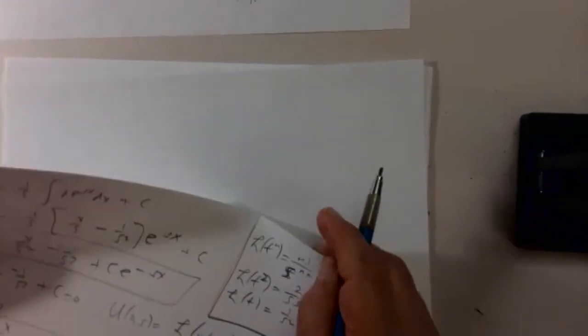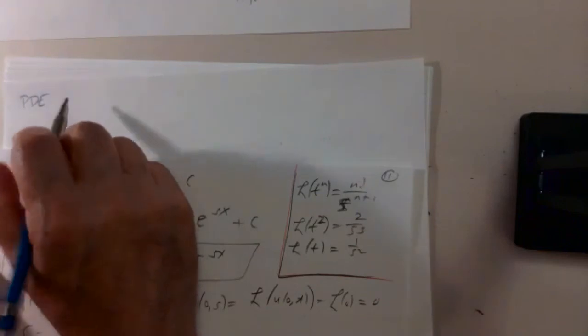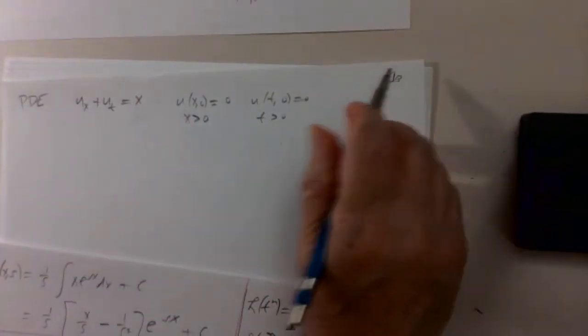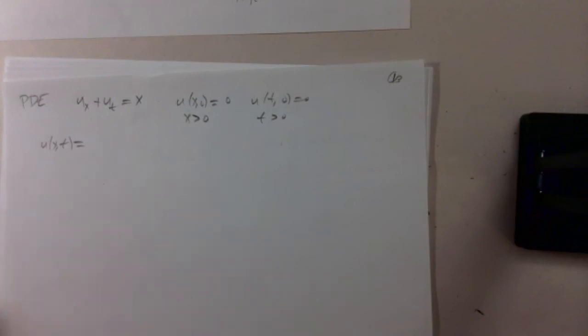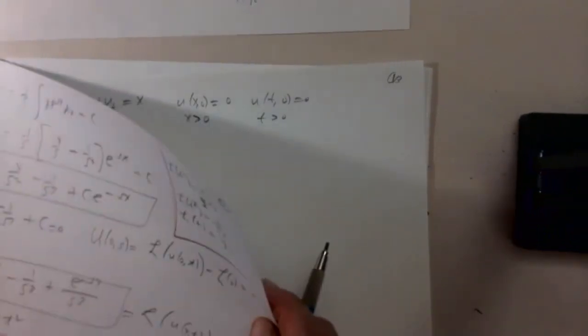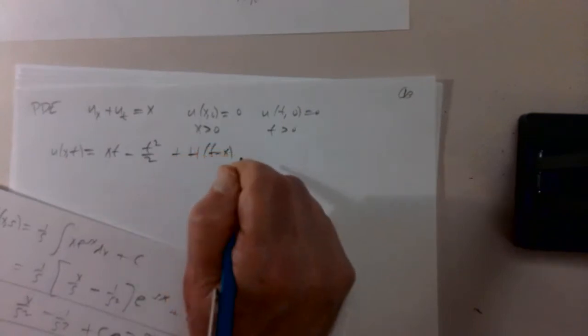So what that tells us is, for the partial differential equation we started with, u sub x plus u sub t equals x, with the initial conditions u of x, 0 equals 0, u of 0, t equals 0, for x and t positive, the solution u of x, t is equal to xt minus t squared over 2 plus H of t minus x, times t minus x squared over 2.